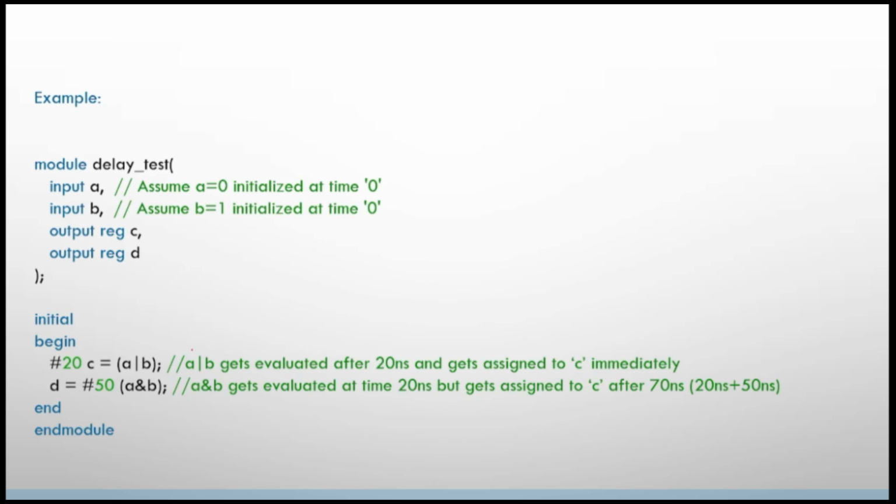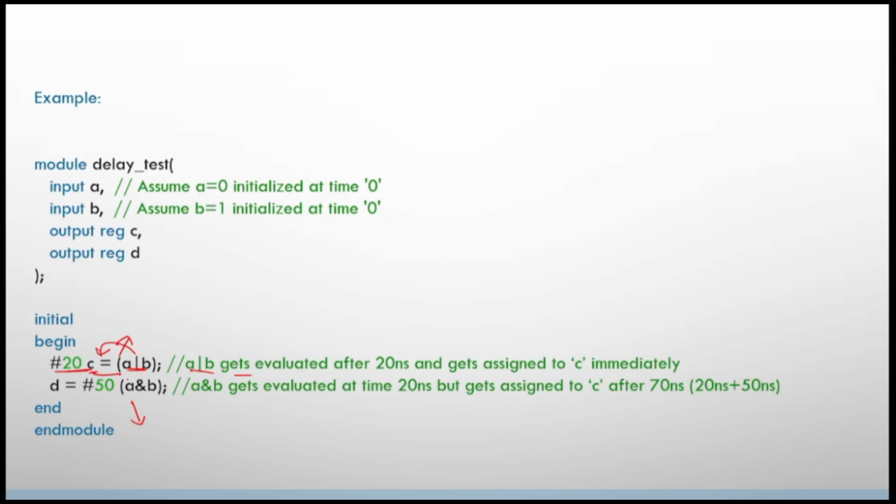What is the difference between the delayed assignment and intra-assignment delay? I'll give you a small example. Here, this is the delayed assignment and this is the intra-assignment delay. In the case of delayed assignment, if you see the expression C equal to A or B, A or B will be evaluated at 20 nanoseconds, and then it will be assigned immediately to C.